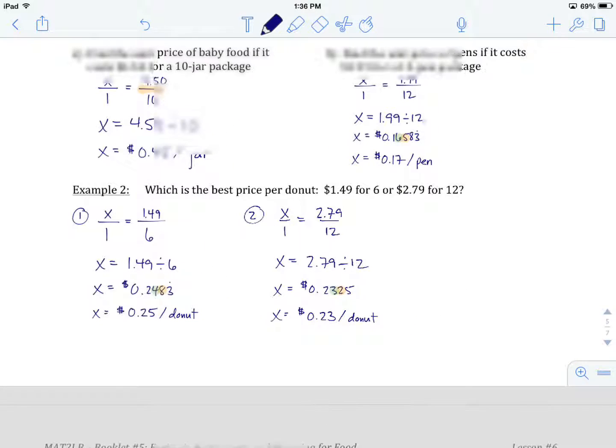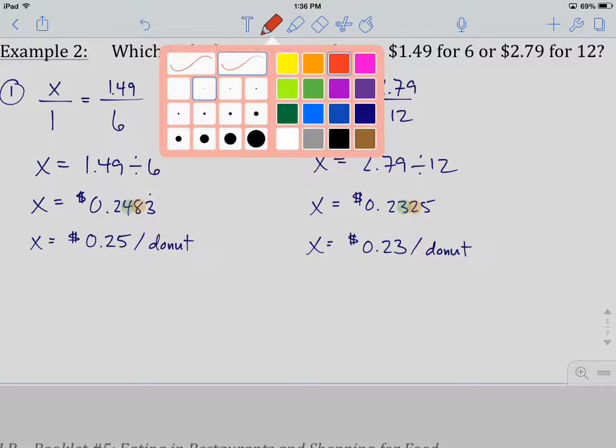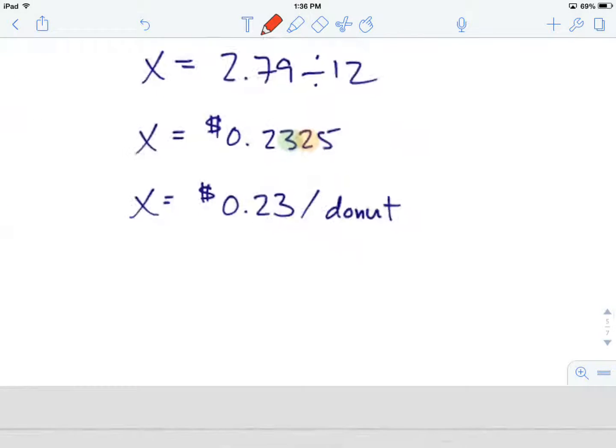And now we just need a little summing up. So which of these is actually the better deal? 25 cents per donut or 23 cents per donut? The best scenario is the one with the lowest price per unit. So I'll put a little red check mark here. This is the lowest price.